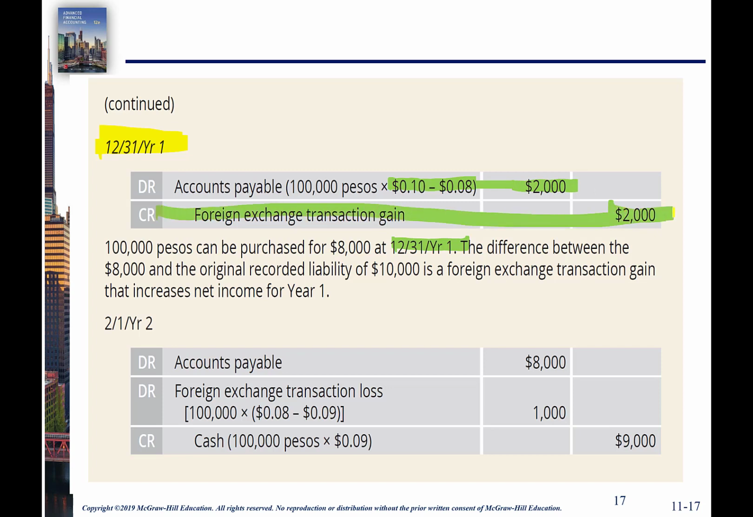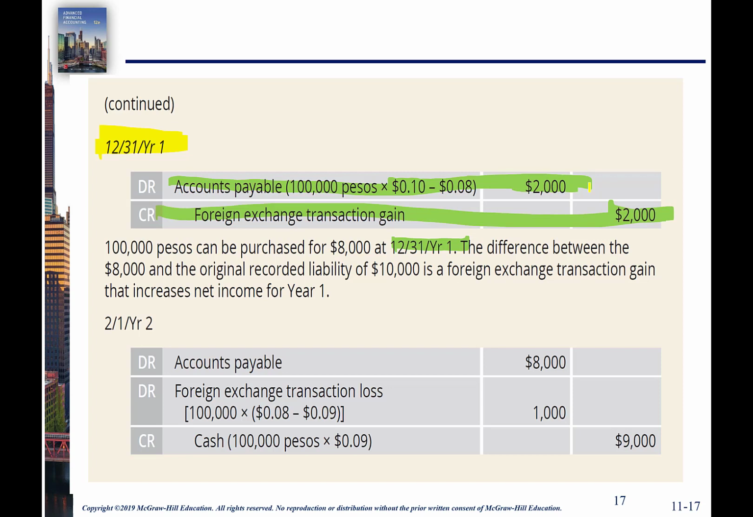gain in this case, because the rates moved in our favor, and of course we don't owe as much in dollars anymore since we've been fortunate enough to have the exchange rates move in our favor. So we would reduce the accounts payable by debiting it by the fluctuation. Okay, so that's pretty easy.